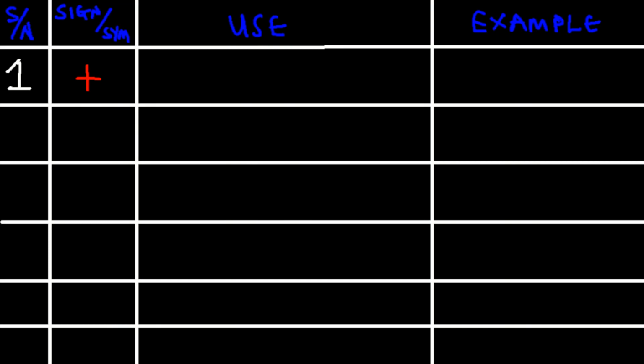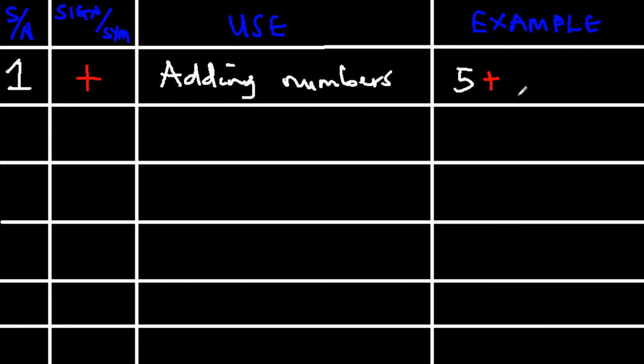This sign is called the addition sign and it is used for adding numbers. For example, let's say we want to add two numbers, 5 and 3. So adding two numbers 5 and 3, we basically write 5 plus 3, which is equal to 8. So the addition sign is basically used for adding numbers.